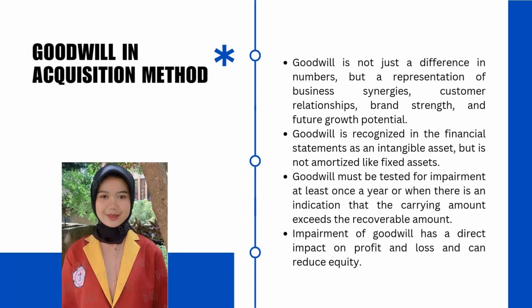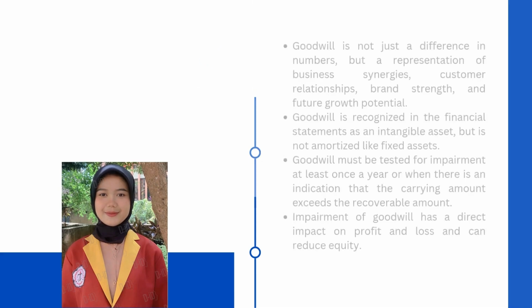Goodwill and acquisition method. Goodwill is not just a difference in numbers, but a representation of business synergies, customer relationships, brand strength, and future growth potential. Goodwill is recognized in the financial statements as an intangible asset, but is not amortized like fixed assets. Goodwill must be tested for impairment at least once a year or when there is an indication that the carrying amount exceeds the recoverable amount. Impairment of goodwill has a direct impact on profit and loss and can reduce equity.